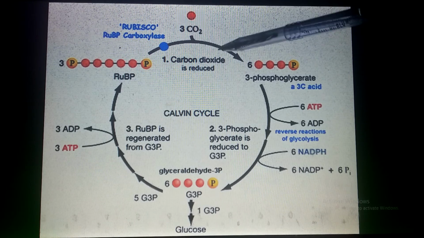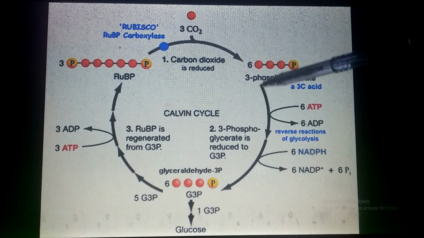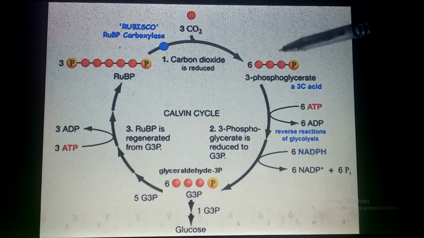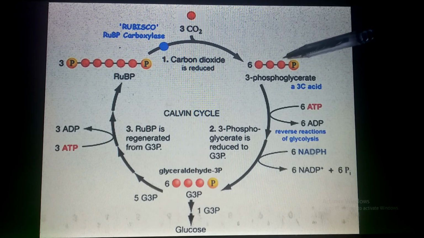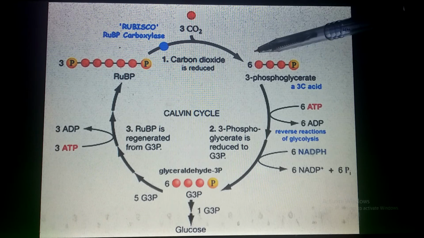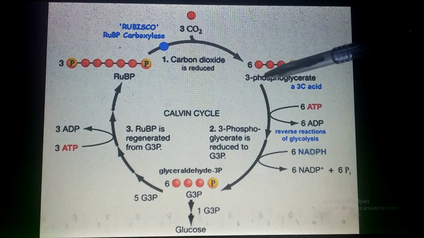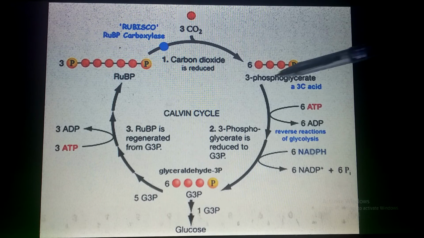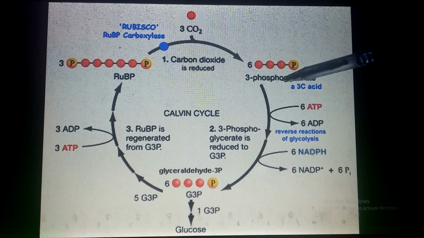Then this 6 carbon compound is converted into what? 6 molecules of 3-phosphoglycerate or phosphoglyceric acid. Phosphoglycerate is also known as phosphoglyceric acid. The concept is clear now. Now you can see here the 6 molecules of the 3-phosphoglycerate. Phosphoglycerate or phosphoglyceric acid is a 3 carbon compound.